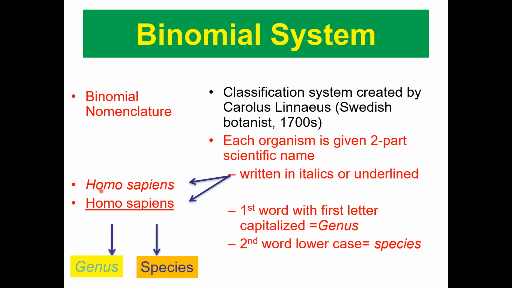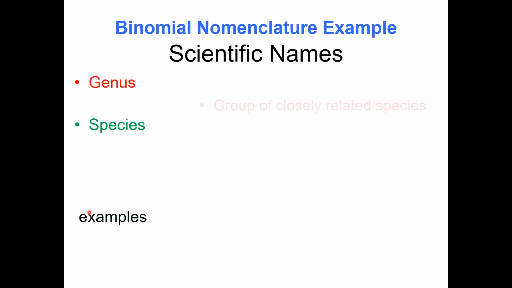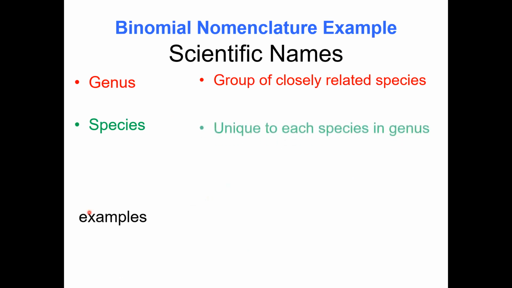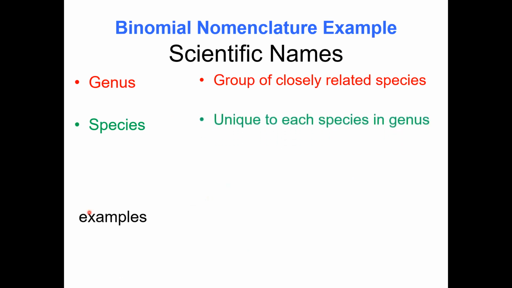The first name is the genus name and the second name is the species name, usually written with all small letters, while the genus first letter will be capital. So genus is a group of organisms or species which are closely related to each other, while the species are unique in the genus. It means that one genus can have many species in it.